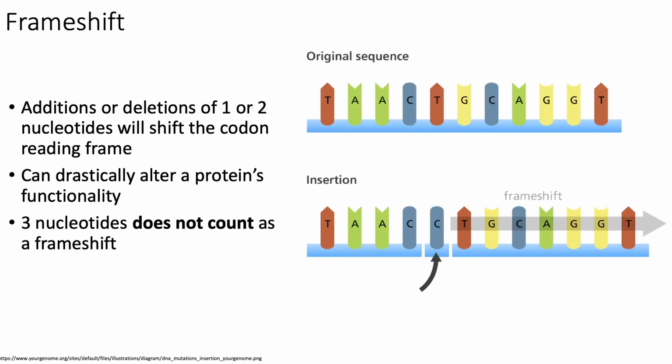A frameshift mutation is when you either add or delete 1 or 2 nucleotides. And if you do that, it's going to shift the entire codon reading frame. The codon reading frame is just what we call those sets of 3 nucleotides that form codons. And they're supposed to be very, very consistent so that your ribosome can look at those 3 nucleotides and then make that amino acid or start building the amino acid chain properly. So if you shift that whole thing over by adding 1 or 2 nucleotides, then that's going to change completely the subsequent set of codons.